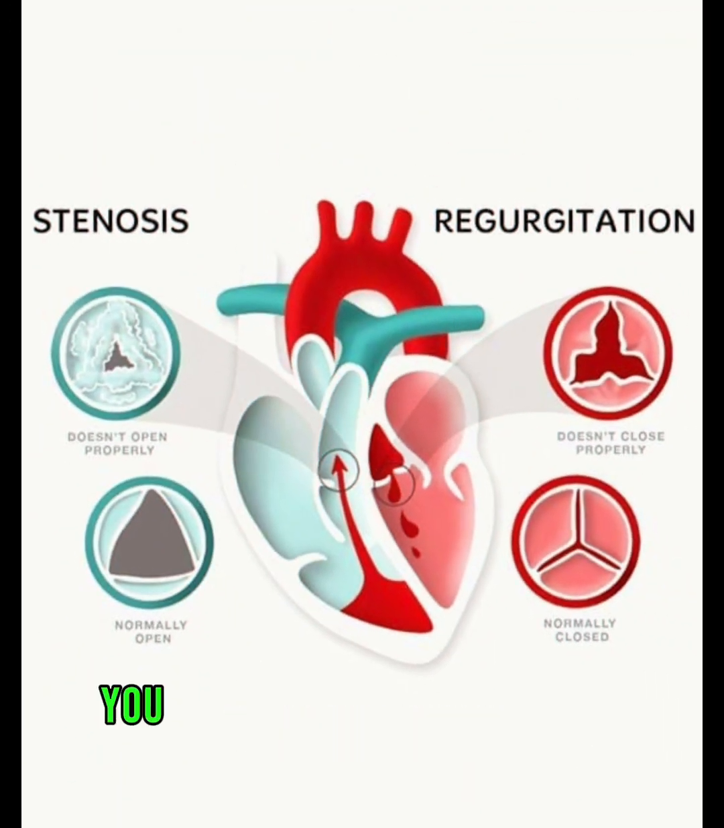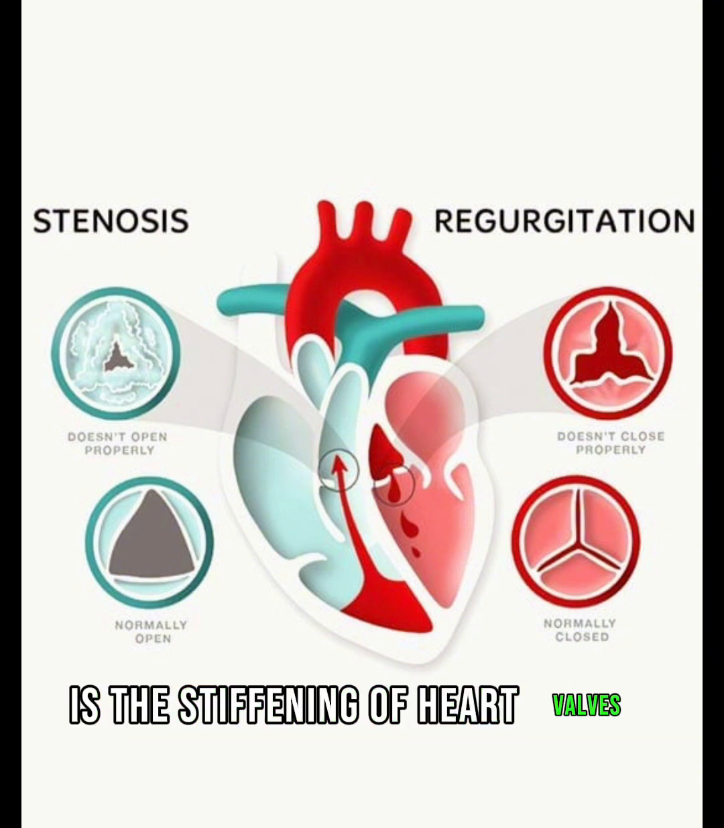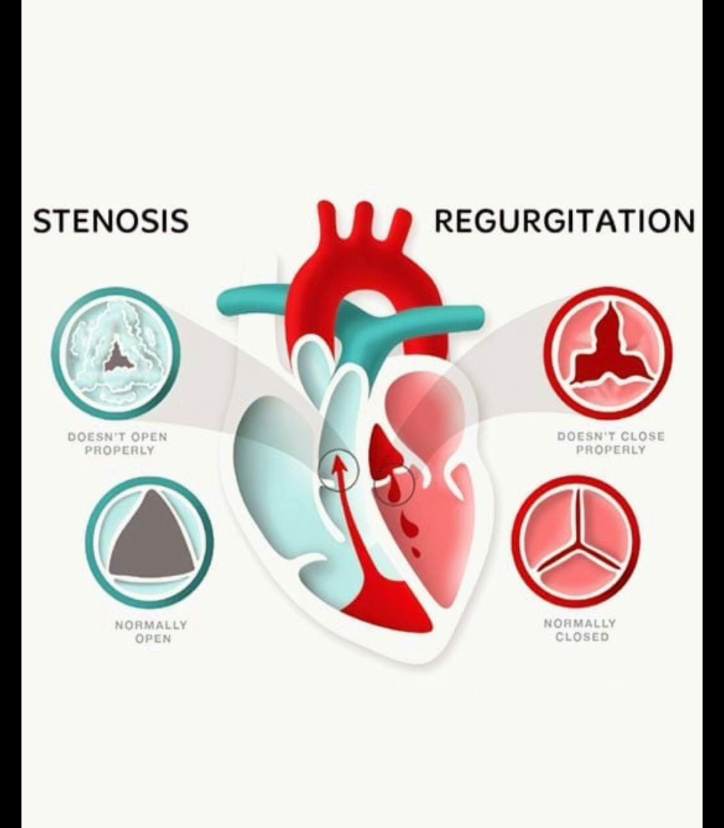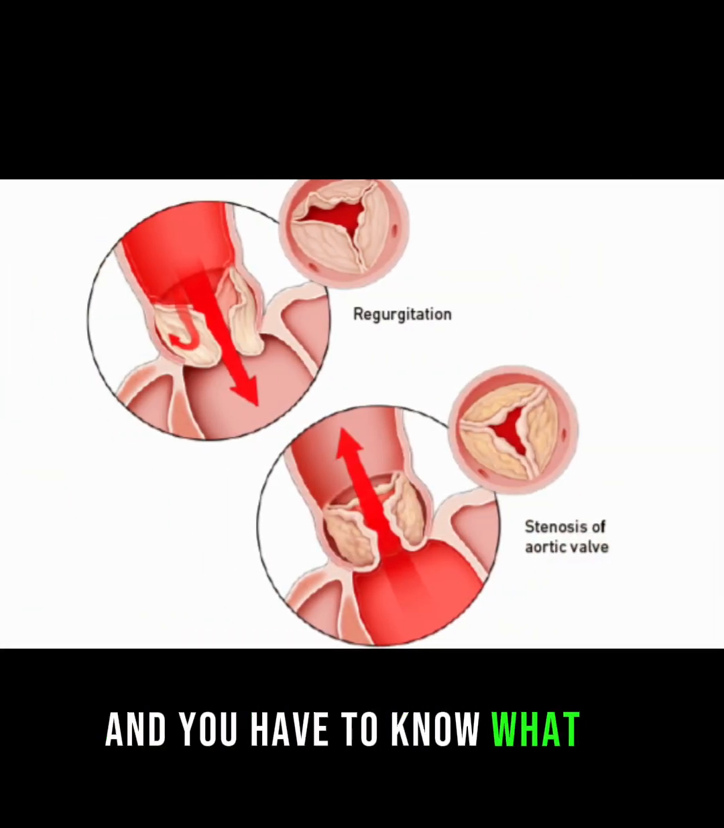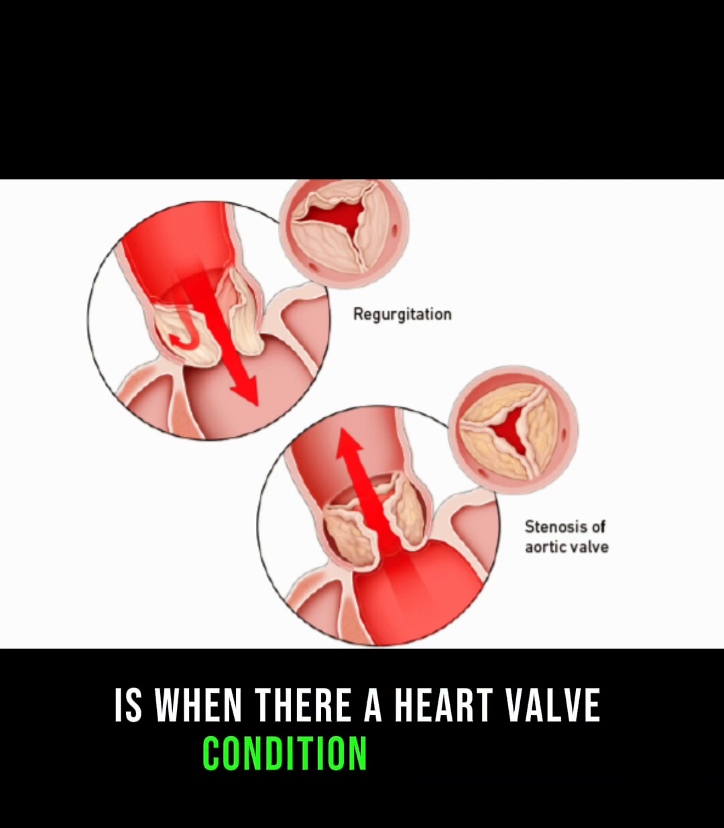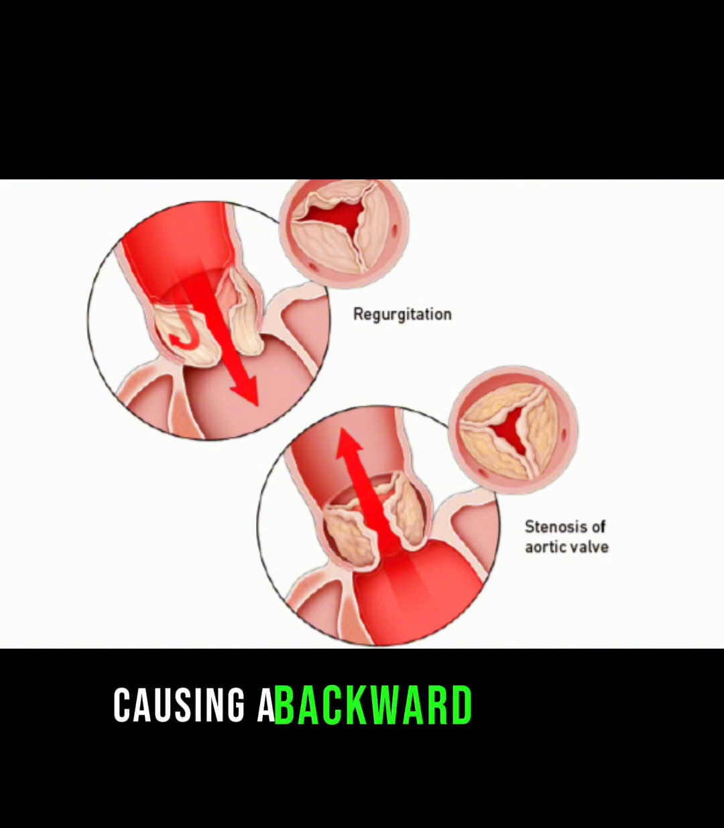Of course, first you have to know what valvular stenosis means. It is the stiffening of heart valves that can narrow the size of the valve opening and restrict blood flow. And you have to know what valvular regurgitation means. It is when there is a heart valve condition in which the flaps or cusps of the valves do not close properly, causing a backward flow of blood.